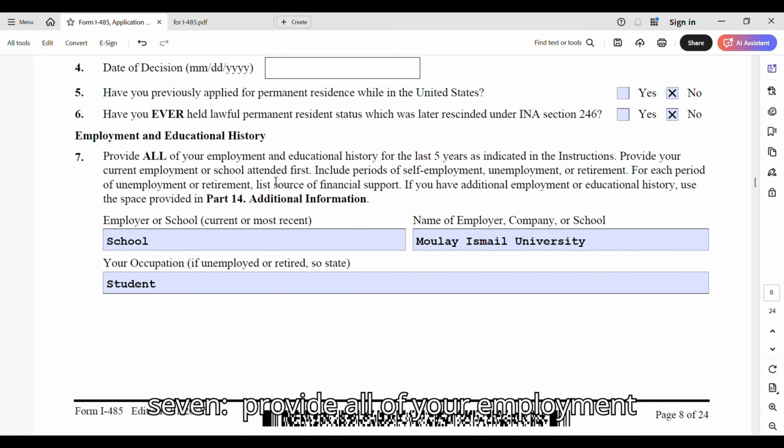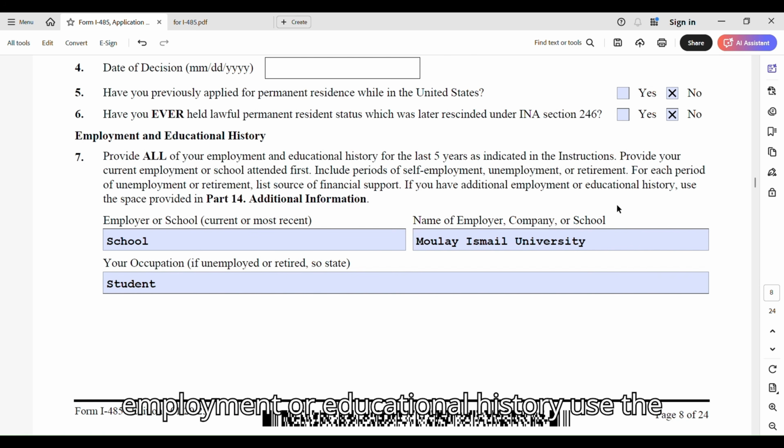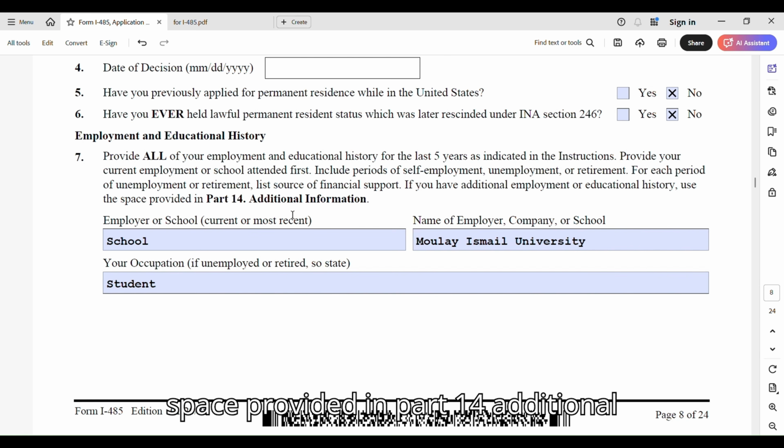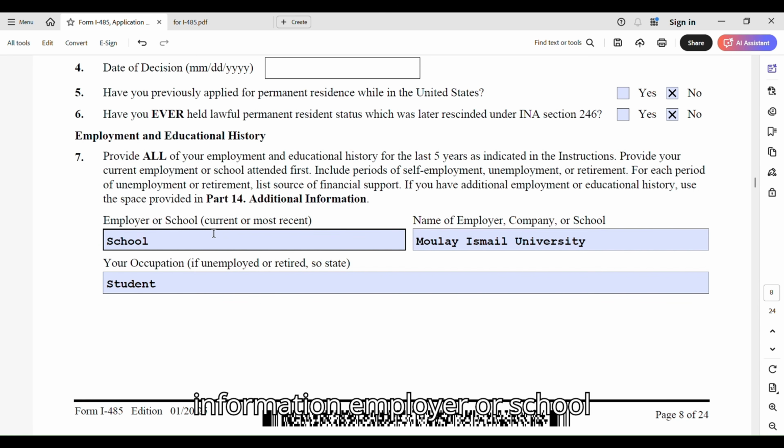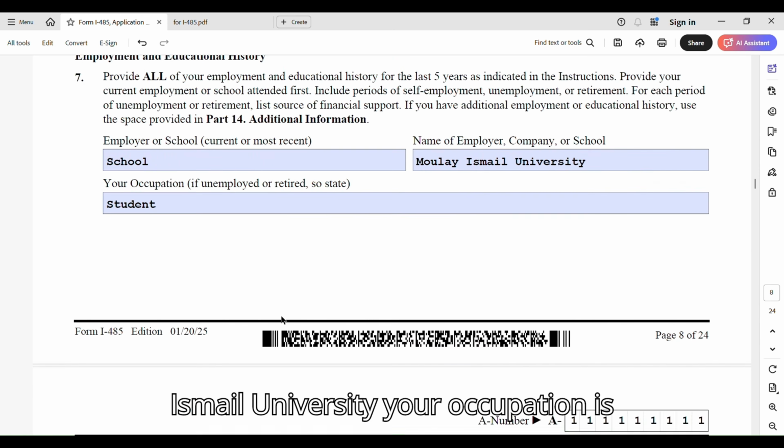Question number 7. Provide all of your employment and educational history for the last 5 years as indicated in the instructions. Provide your current employment or school attended first. Include periods of self-employment, unemployment, or retirement. For each period of unemployment or retirement, list source of financial support. If you have additional employment or educational history, use the space provided in Part 14 additional information. Employer or school, for me is school, and name of employer, company or school. This is a university in Morocco called Moulay Ismail University. Your occupation is student.